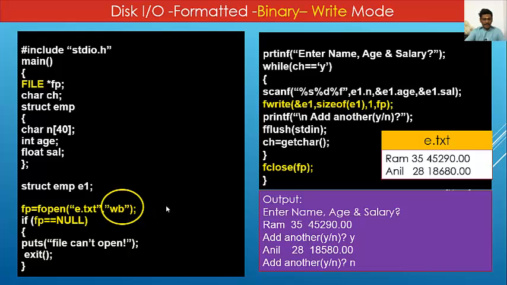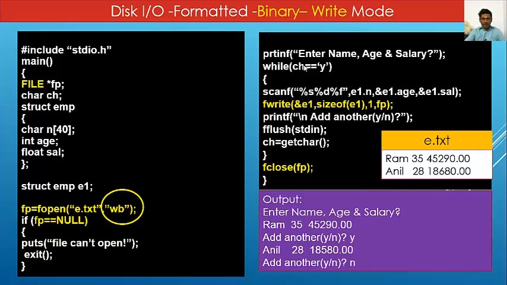Suppose the file is created. It makes a stream between the file location of the hard disk and RAM memory. The address of the RAM memory location, the stream location, is returned to fp. The condition is false. Then it displays enter name, age and salary. That is the output, just like that.